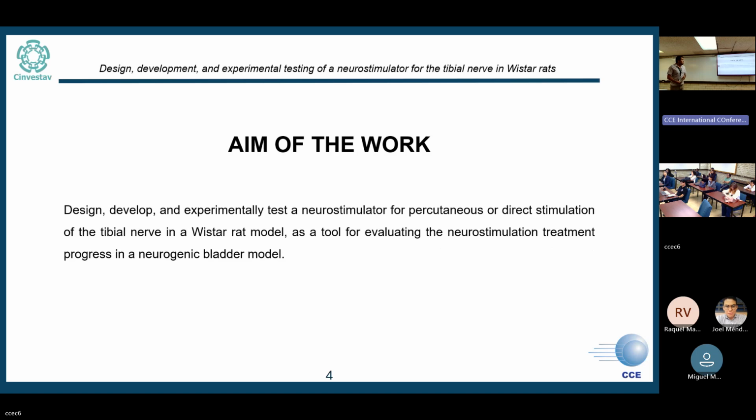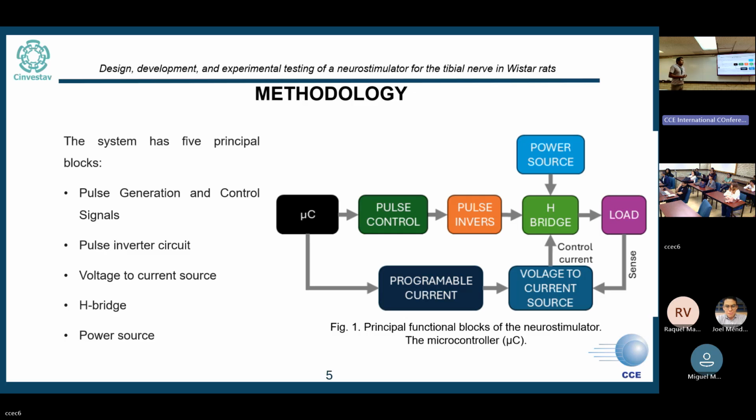So the objective of this work is to present the design and development of an experimental neurostimulator for the application of percutaneous or direct stimulation in the tibial nerve, with the objective of studying the overactive bladder in an animal model like the laboratory rat. And this device has 5 principal blocks.